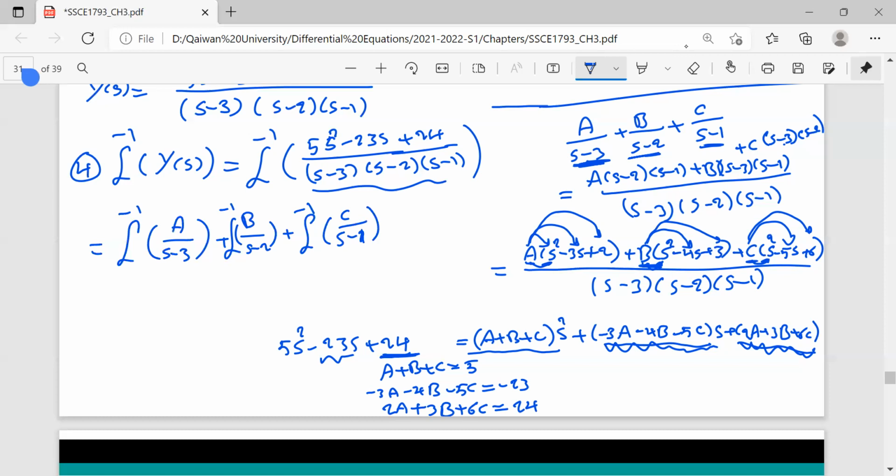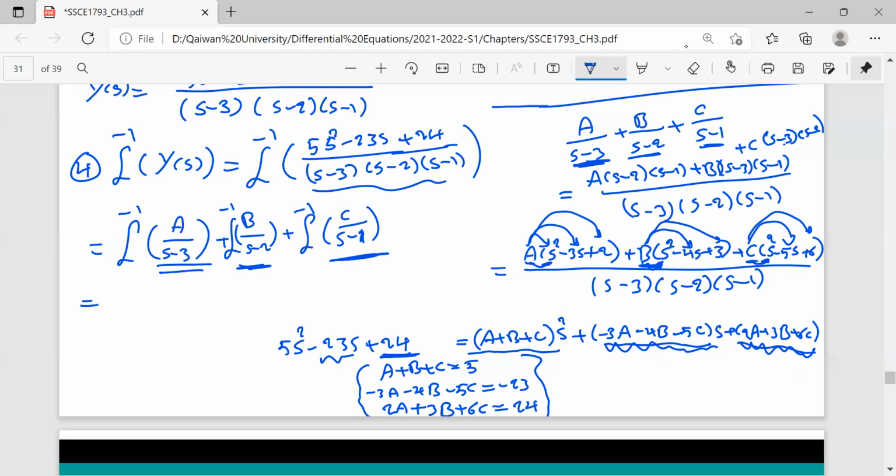So here I'm going to leave this for yourselves to find the values of a, b, and c. It's easy, but it takes time. You can just apply Cramer's rule for finding a, b, and c. After finding a, b, and c, plug them into here, here, and here. Then find the Laplace inverses.